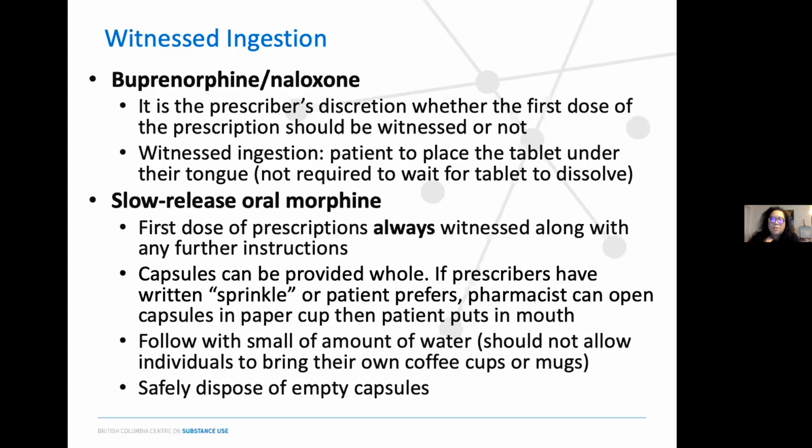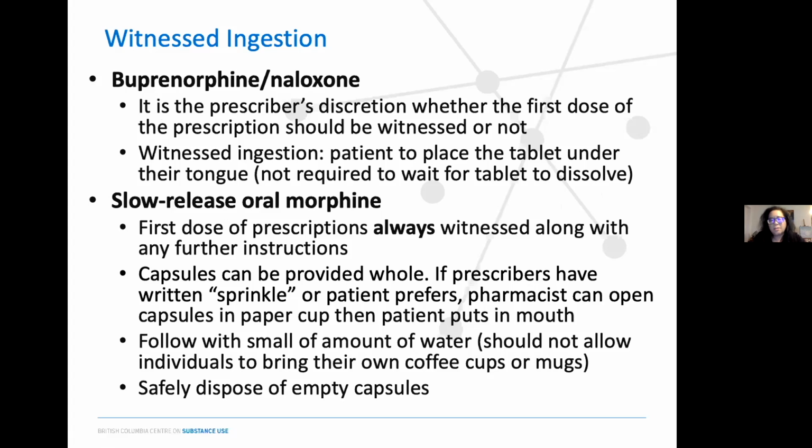For slow release oral morphine, as it stands right now from our pharmacy protocols and practice policies, it's always witnessed with further instructions. Should it be different, it has to be written out clearly, with a discussion with the pharmacist. And again, we mentioned that capsules can be provided whole.